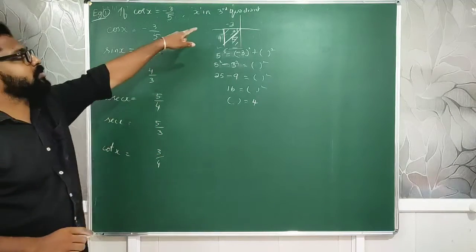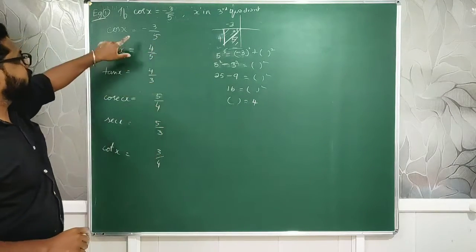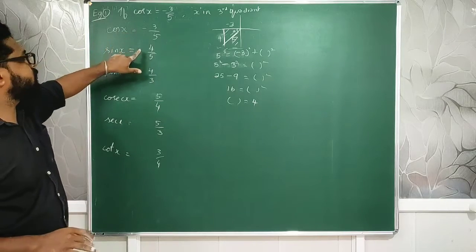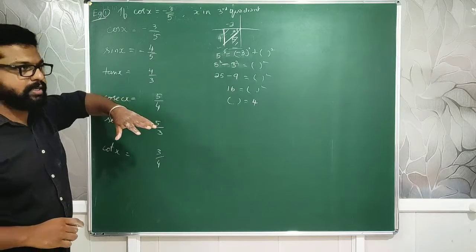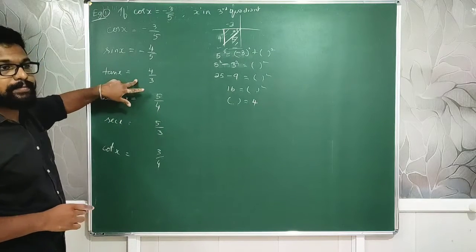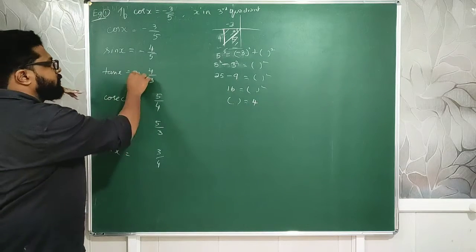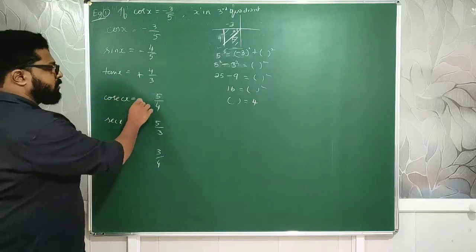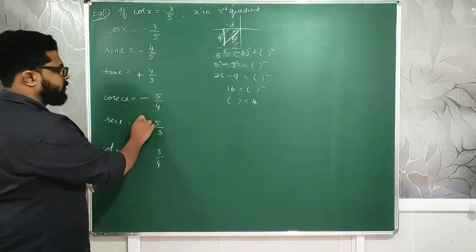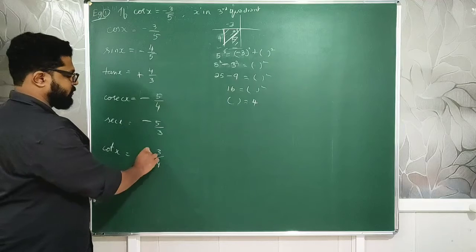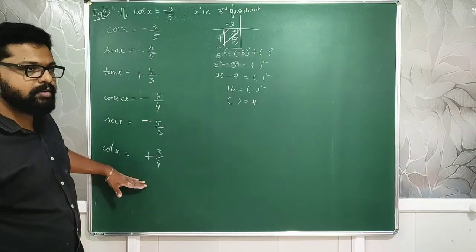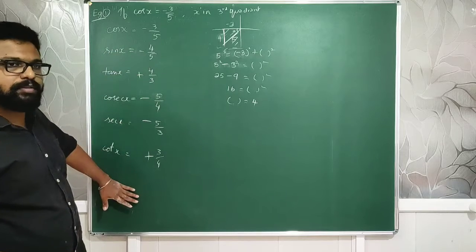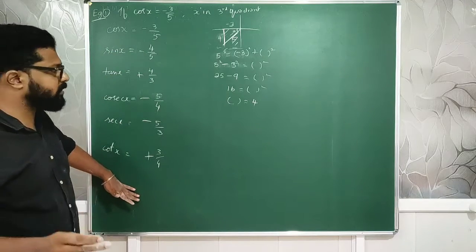Now come to the question of the third quadrant. Cos is negative, sine is negative, tan is positive, cosec is negative. Check your answer with this. This is how we can solve it with numerics. Then move on with the example.